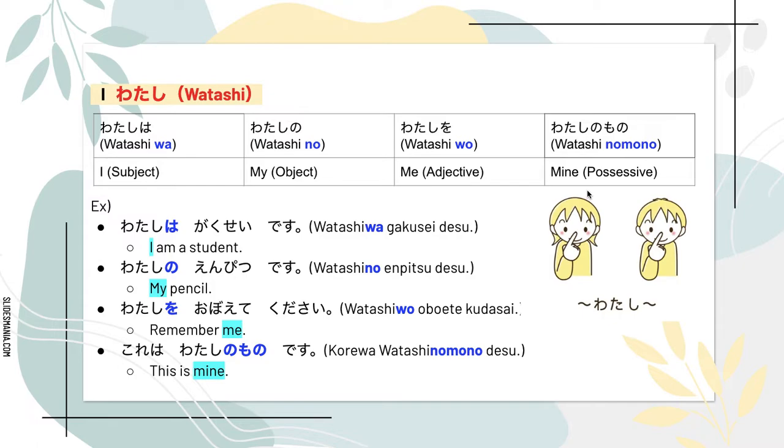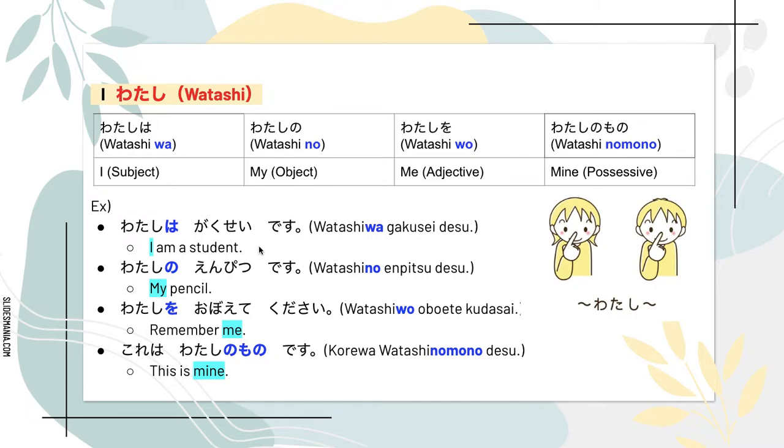The last one would be possessive, which is mine. Mine in Japanese is watashi no mono. This one is a little longer compared to the other 3, but all you have to do is add the no mono. Okay. Let's move on to the examples and see how we use this in sentences.